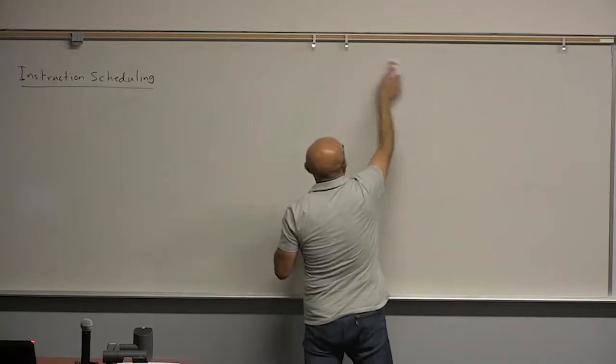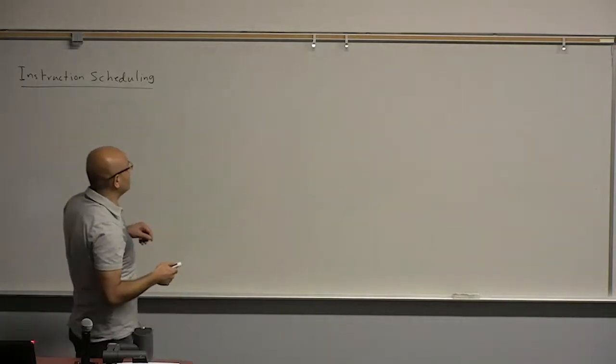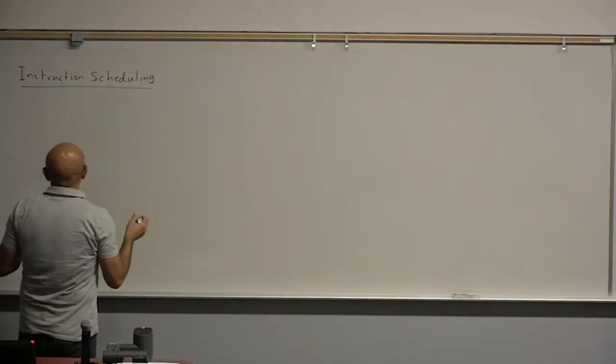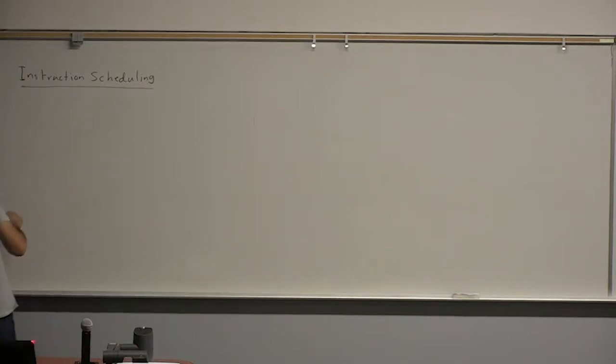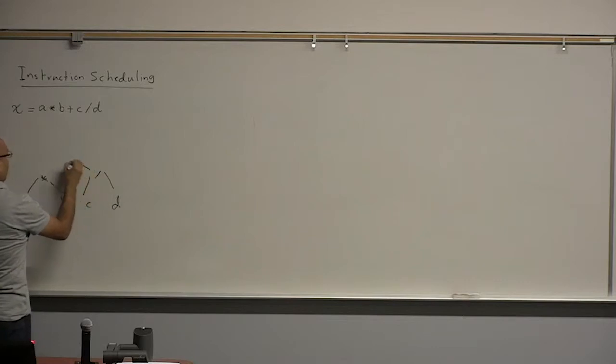Now today we will be discussing instruction scheduling. Instruction scheduling was briefly described in the previous lectures. Today we're going to study it in detail. So let's look at the same example: X equals A times B plus C divided by D. The abstract syntax tree for this is going to be multiplying A and B and dividing C by D and then adding the results and then assigning to X.